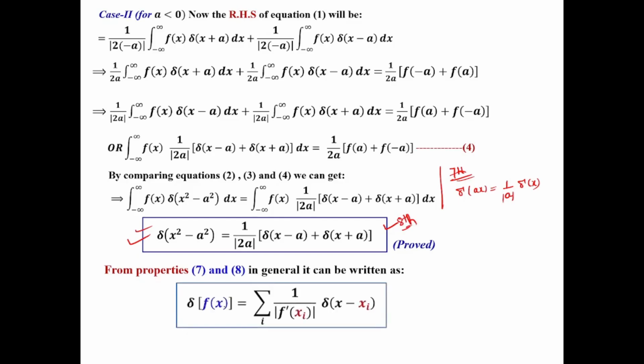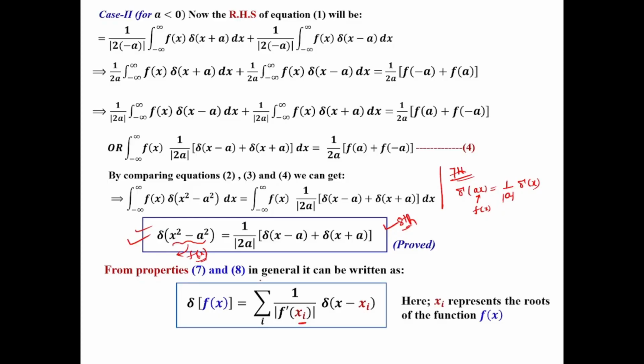Delta of f(x). See here, ax is also a function of x. Here x square minus a square is also a function of x. Yes or no? Yes. So in general we can write delta of f(x) equal to summation over i of 1 by mod of the first derivative of f(x), at its roots xi, times delta(x minus xi). Here xi represents the roots of the function f(x).